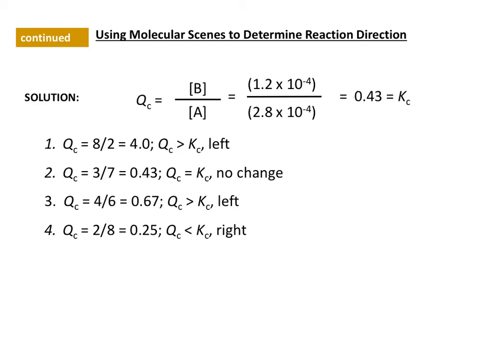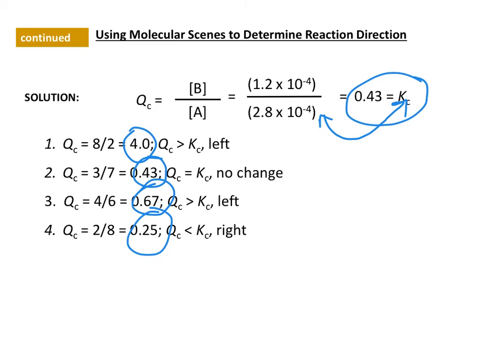Okay, on this slide then, we are given the solution to the problem that we just figured out. So if you take a look, here's our KC, determined from the data they gave us at equilibrium. And then these are all the values for Q for the various runs of the experiment. And then these are the adjustments that need to be made for the chemical system to achieve equilibrium.